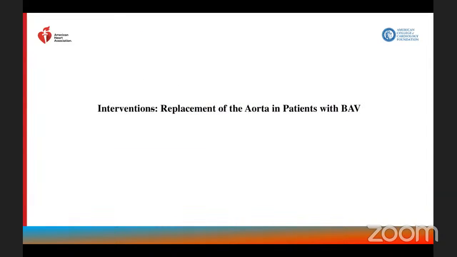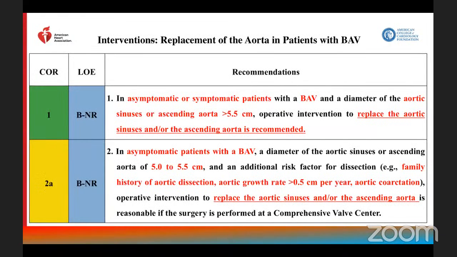So, replacement of the aorta in patients with bicuspid aortic valve. According to the guideline, in an asymptomatic or symptomatic patient with bicuspid aortic valve and a diameter of the aortic sinuses or ascending aorta of more than 5.5 centimeters, operative intervention to replace the aortic sinuses and/or the ascending aorta is recommended, and it's a class 1B.